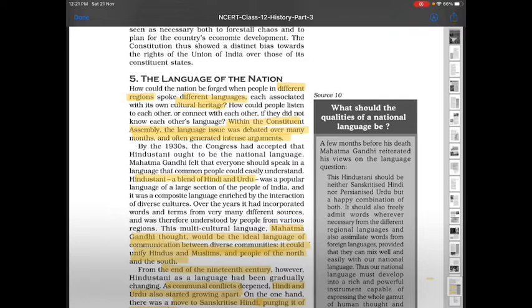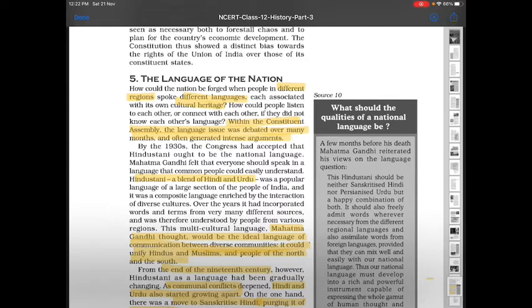So as we all know, India is a very diverse and large country, with different languages, different cultural heritages, right? So at that time there was this problem of language, that what should be the language of a free India.